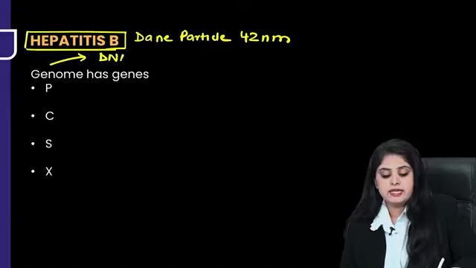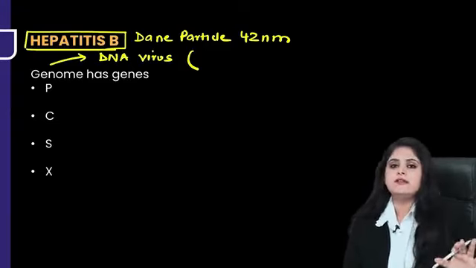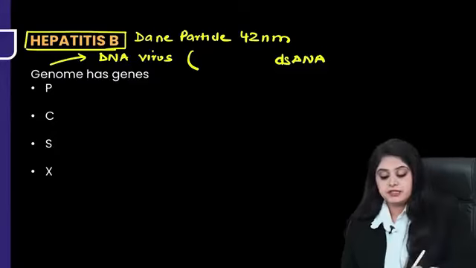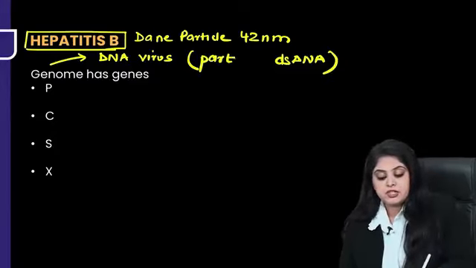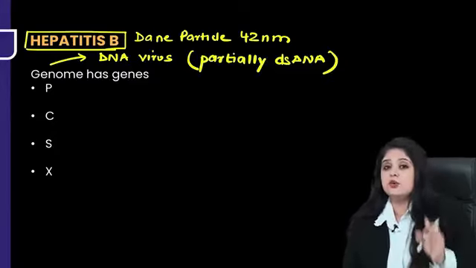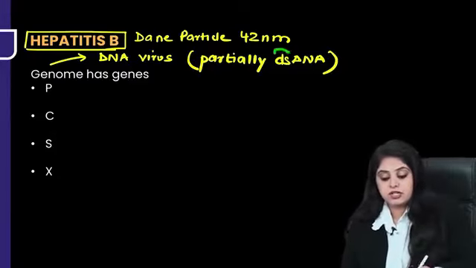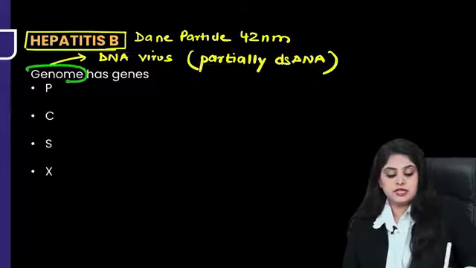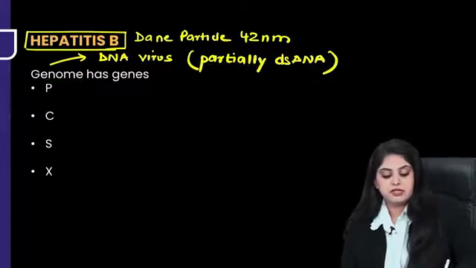This was the only DNA virus in this entire family. I know all the DNA viruses are double-stranded DNA viruses. However, for INI-CET, please remember guys, partially double-stranded DNA, the only DNA virus which is partially double-stranded, is going to be hepatitis B. So this DNA virus has multiple genes. The P gene is obviously going to code for something P, that is going to be DNA polymerase, number 1.